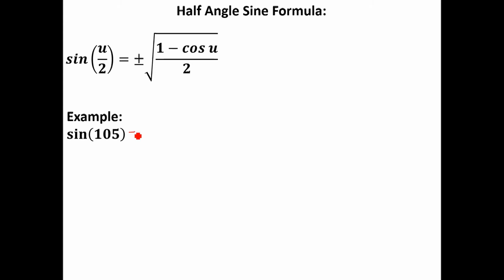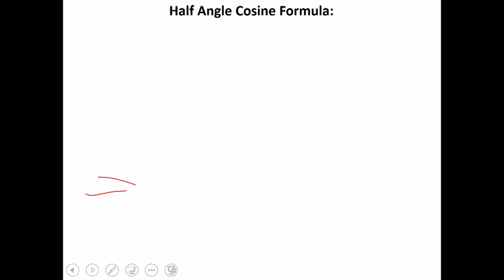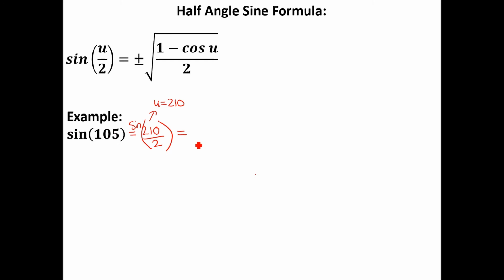Now, with that, u is basically going to be twice as big as the angle you're given. So, for example, we're really going to find the sine of 210 over 2. If you double 105, you get 210. So our u value in this case is 210 degrees. So we're going to go to our formula and use it. So it'll be 1 minus the cosine of 210 degrees, all over 2.